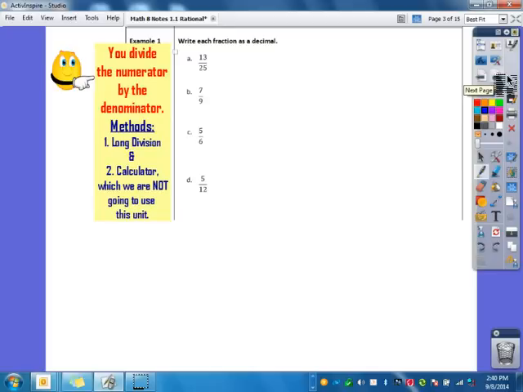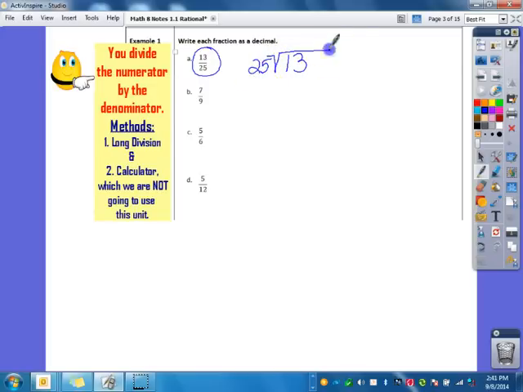All right, the practice. It says you divide the numerator by the denominator. Methods. Today you're not allowed to use calculators. You have to show long division. It says write each fraction as a decimal. If I have 13/25, the top number, your top dog, 13 divided by 25. 13 is your dividend, 25 is your divisor.